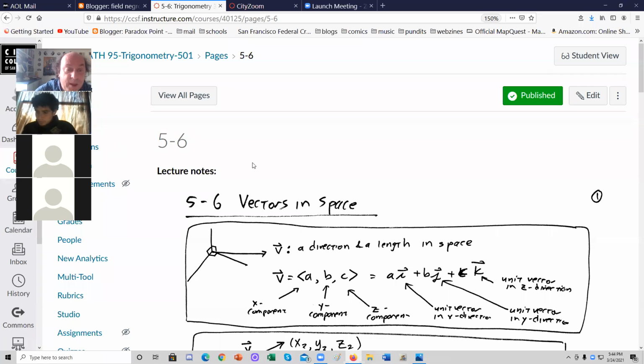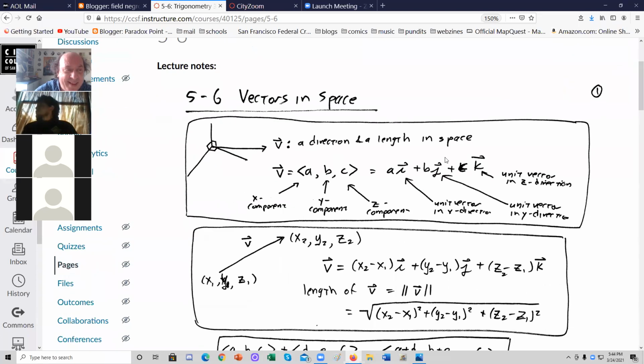Anyhow, let's see. Yes, today's section is vectors in space. Let me double check. We did, yes, we did vectors before in 2 dimensions. Now it goes to 3 dimensions. So now the vectors are a direction and a length in space. It has a length, and its direction will be somewhere in 3-dimensional space, like that.